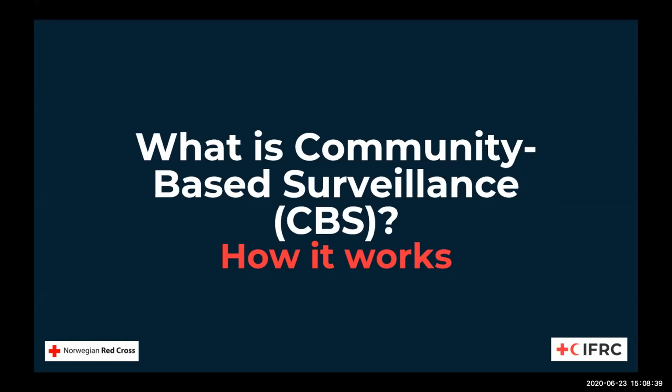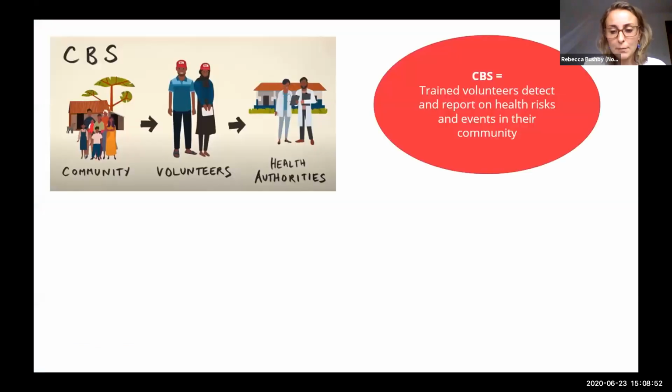Perfect. Okay, great. All right, so we first wanted to discuss a bit what CBS is and what CBS isn't, so to speak. So CBS, as many of you will know, is when we train Red Crescent volunteers to detect and report on health risks and events in their communities. So it means that we're training our volunteers to fill a gap between the community and the health facility, and giving them the tools to report when they see signs and symptoms that they've been trained on to recognize.